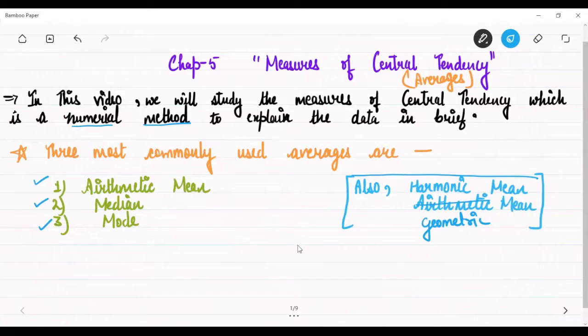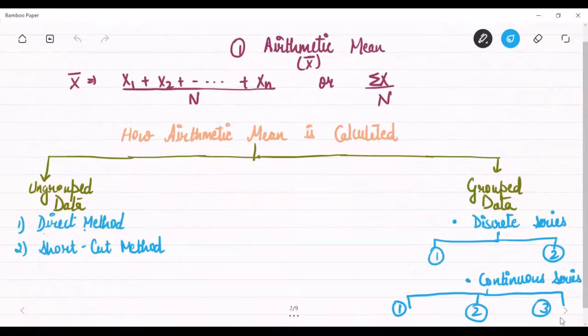Okay. In this video, we are going to cover the arithmetic mean. So, in arithmetic mean, what we do is we sum all the observations given in the question and we divide it by the number of observations. Okay, so this is how we calculate arithmetic mean. We can represent it as sigma x upon n. Now the question is how arithmetic mean is calculated.